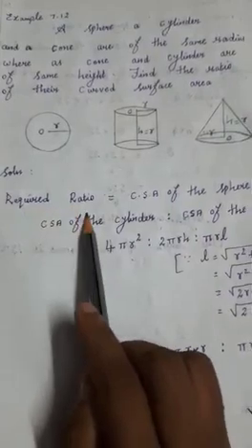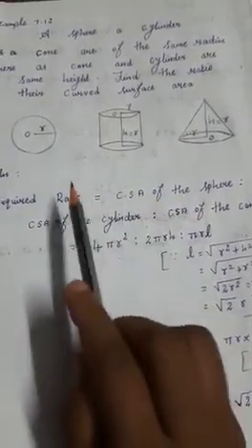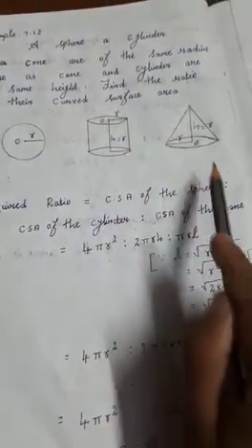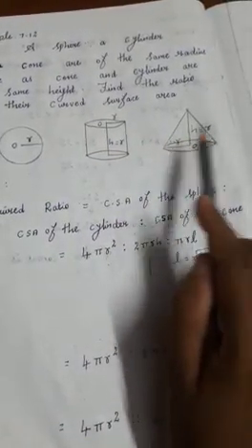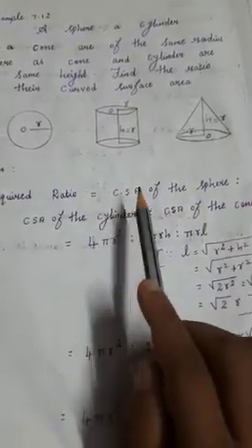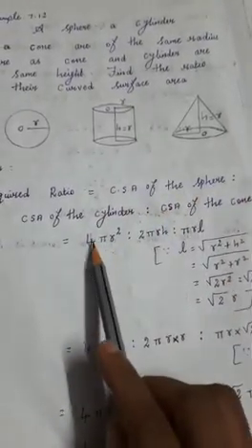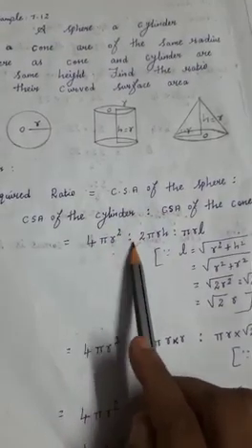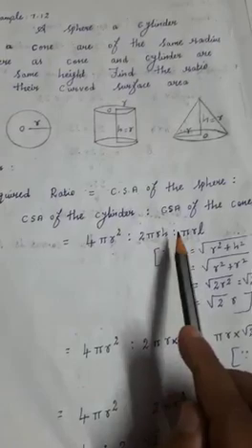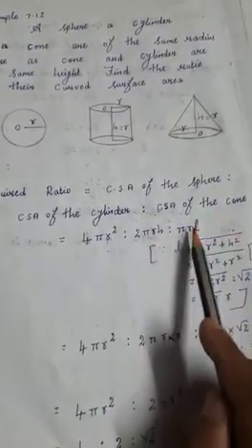Okay, so now see the solution. First, the required ratio: CSA of the sphere is to CSA of the cylinder is to CSA of the cone. So you have to write this, this ratio only they have asked to find out. So can you apply the formula? CSA of the sphere, what is the formula? 4 pi r square. CSA of the cylinder, what is the formula? 2 pi r h.